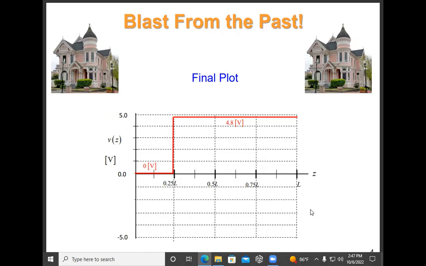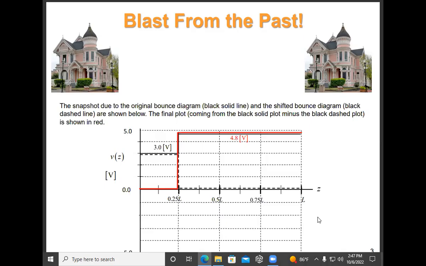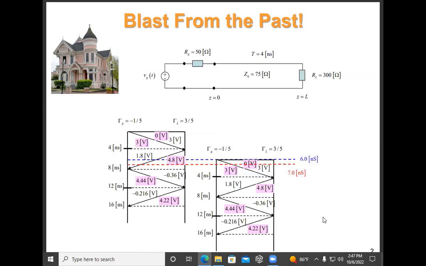Okay. Any questions? Okay. What do you mean? Just right of the... Oh, okay. The wavefront. Okay.